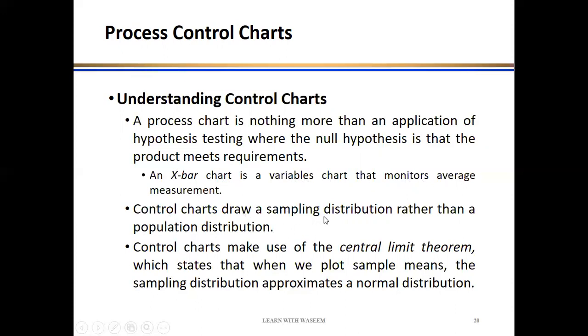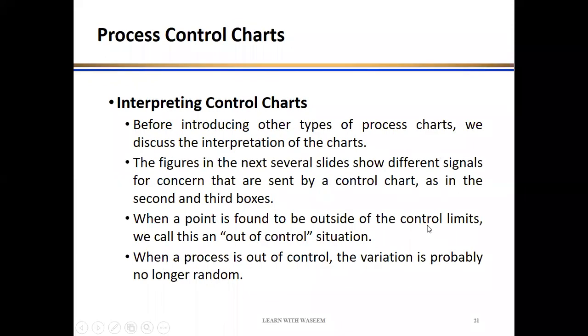Control charts draw a sampling distribution rather than a population distribution. Obviously, you will have to take some samples from the population data, and we can draw a control chart for those as well. Control charts make use of the central limit theorem, which states that when we plot sample means, the sampling distribution approximates a normal distribution.